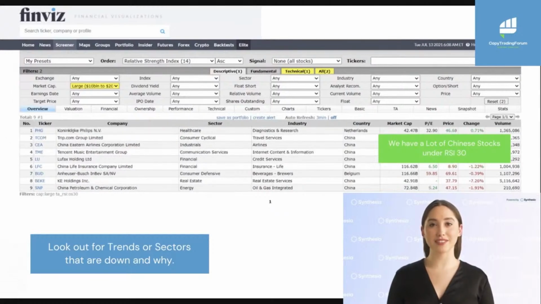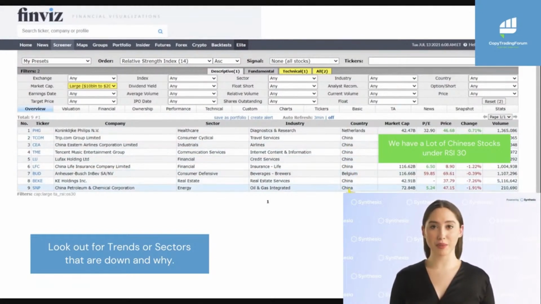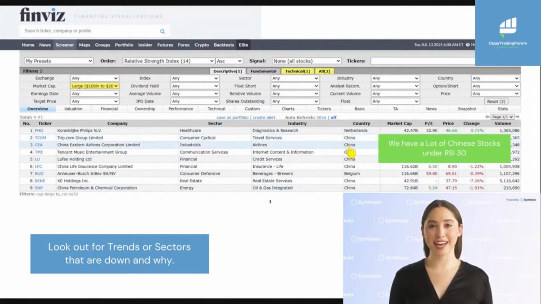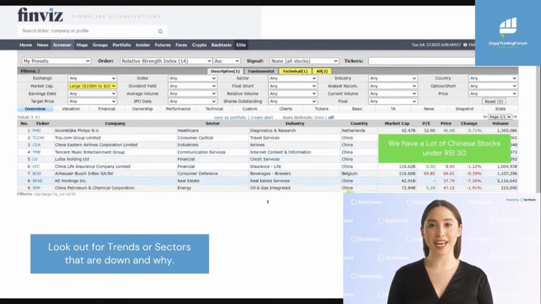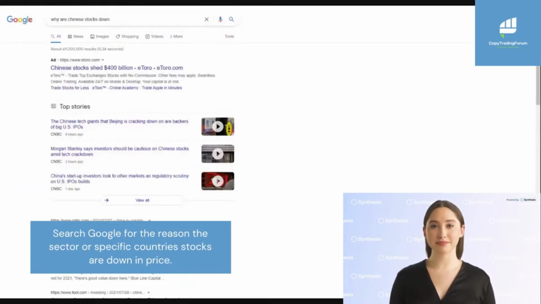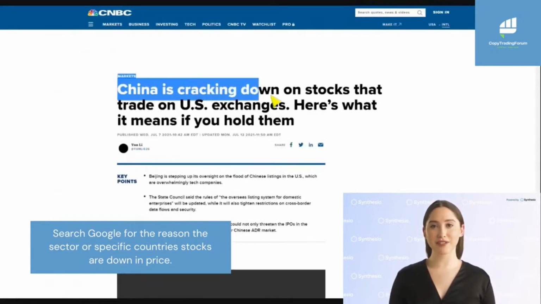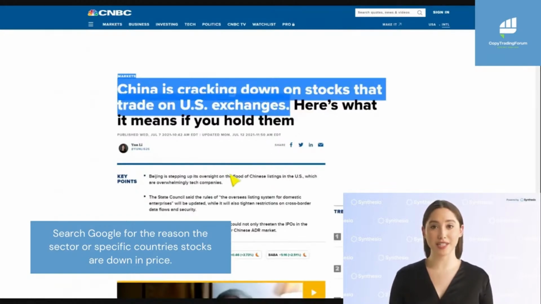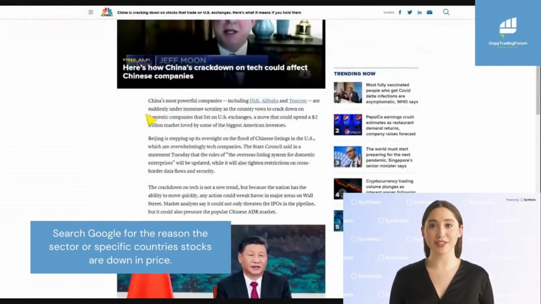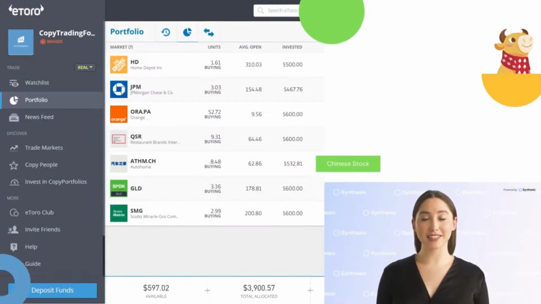When we search Finviz for stocks, sometimes we will see lots of stocks from a particular sector or country. We need to also research why this is, and not overinvest in that sector or country. Today, there are many Chinese stocks below the RSI line of 30. Now we search Google for why Chinese stocks are down. We can see China is cracking down on Chinese stocks that are listed and traded on the US stock market, meaning they may set extra regulations. In this case, we want to avoid these stocks if more suitable stocks are available or have minimum investment. As you can see, I only invested in one Chinese stock because of this trend.